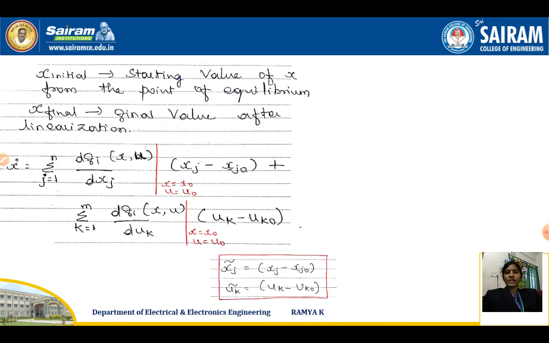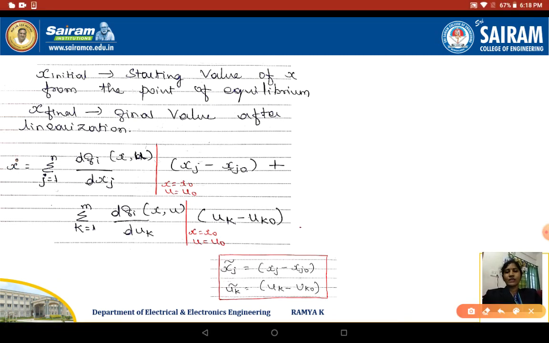So x initial is nothing but your starting value of x from the point of equilibrium. x final is the value once the complete system has been linearized. So the initial point of equilibrium is going to be your x initial, and once your system is completely linearized, it is going to be your final value. Then we can write the state equation x dot is equal to summation j equal to 1 to n, because we don't know how many state variables and how many input variables there are. So here the state variable is represented with x, and state variable means 1 to n.